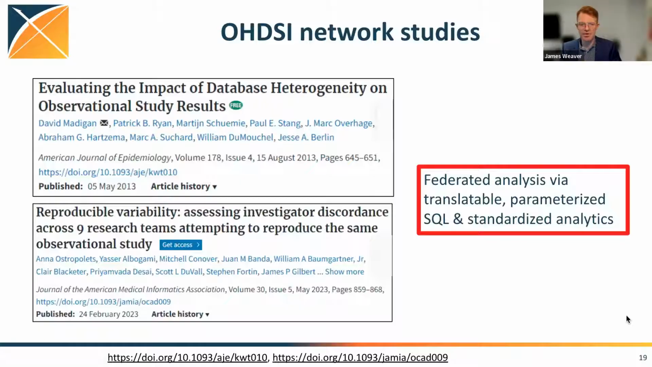This second paper strongly supports the need for standardized and fully transparent analytics, whereby fully transparent, I mean using open source software and sharing one's analytic code. In this study, we found that if you give 9 groups of researchers the identical data, the identical tools, and the identical paragraph describing the exposure cohort definition from an excellent paper, the results can be wildly discordant.